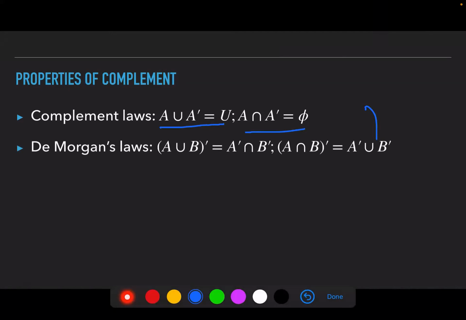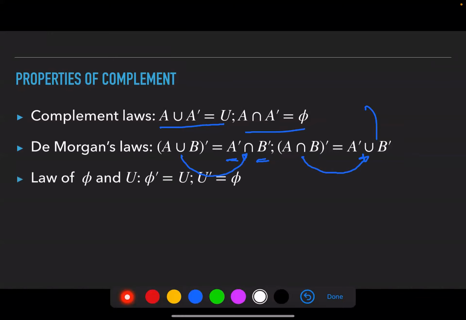We will try to understand this using Venn diagrams. If you take the complement of A union B, it is A complement intersection B complement. So union becomes intersection, and intersection becomes union. These are called De Morgan's laws. We can easily understand them using Venn diagrams. I'll show you that.